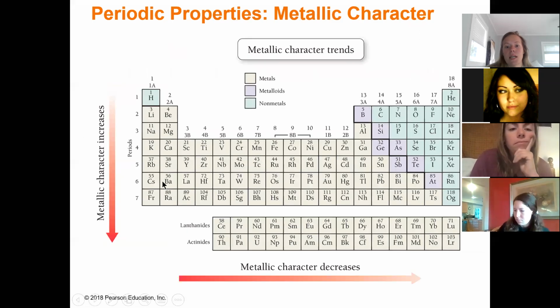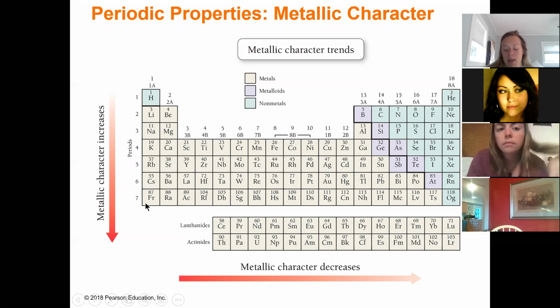Okay, so when looking at this, I would say that cesium is more metallic-like than calcium. It has more metal-like properties. Iron has more metal-like properties than aluminum, right? Anything that's moving closer to that corner.